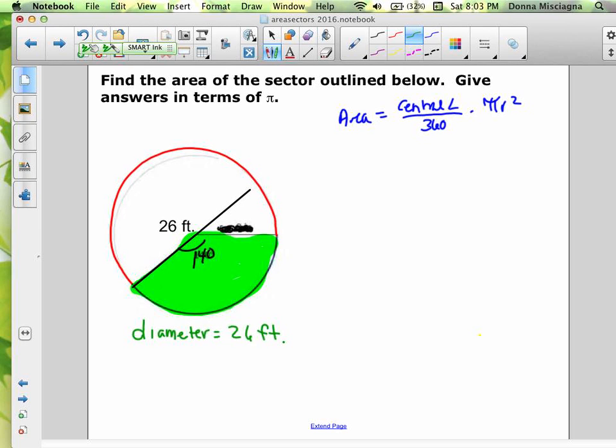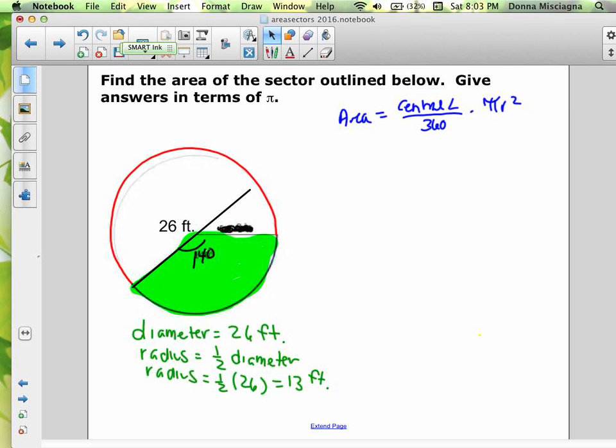All right, thank you for answering that question. Remember that a radius is 1/2 the diameter. It's halfway across the circle. So if the diameter is 26 feet, half of 26 feet is 13 feet. And there we go, we have the radius. So now let's find the area of our sector. We have all the information that we need.